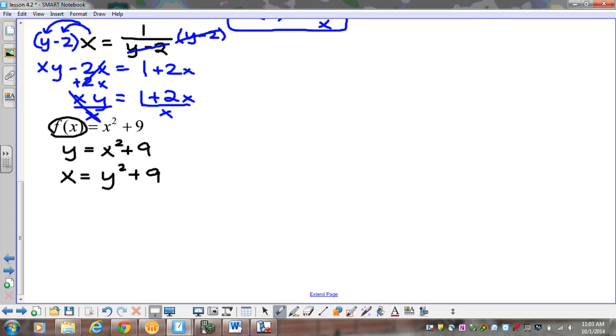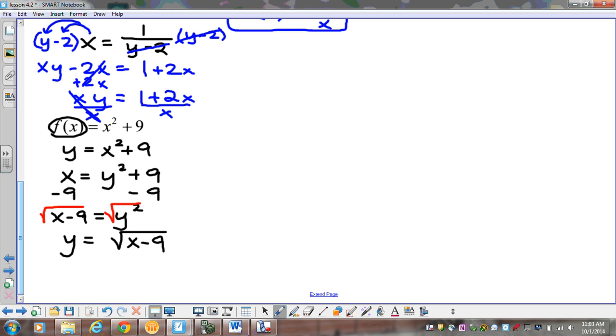All right, so the next step of this is to get y by itself. So right now I've got y squared plus 9. First I've got to move that 9 over, so subtract it over. So I'm going to have x minus 9, can't combine those, equals y squared. And the last step is going to be to take the square root. So I'm going to get y by itself, so I'll take the square root of both sides. All right, so I'm going to have y equals the square root of x minus 9.